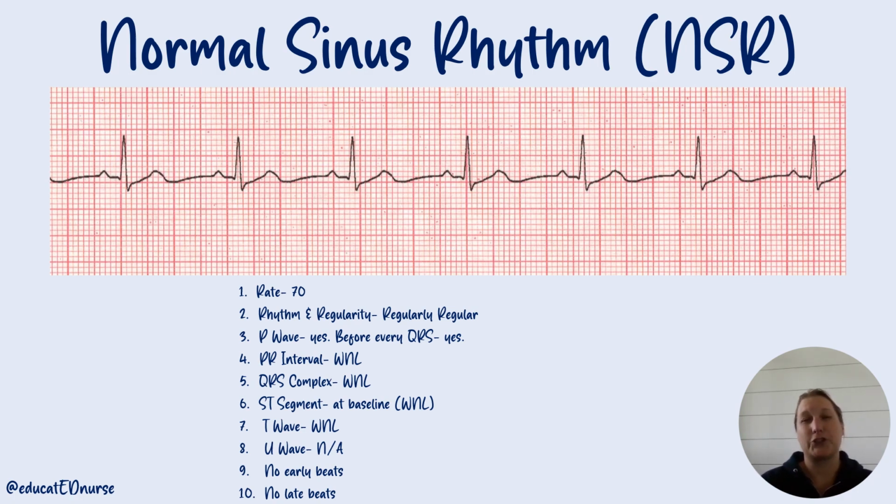The ST segment should be at baseline. There should not be any elevation or depression. There should be a T wave, that's normal. There will not be a U wave, and there will be no early beats and no late beats. So in order to meet normal sinus rhythm, you need all 10 of those criteria. Let's dive into some ventricular arrhythmias here next.